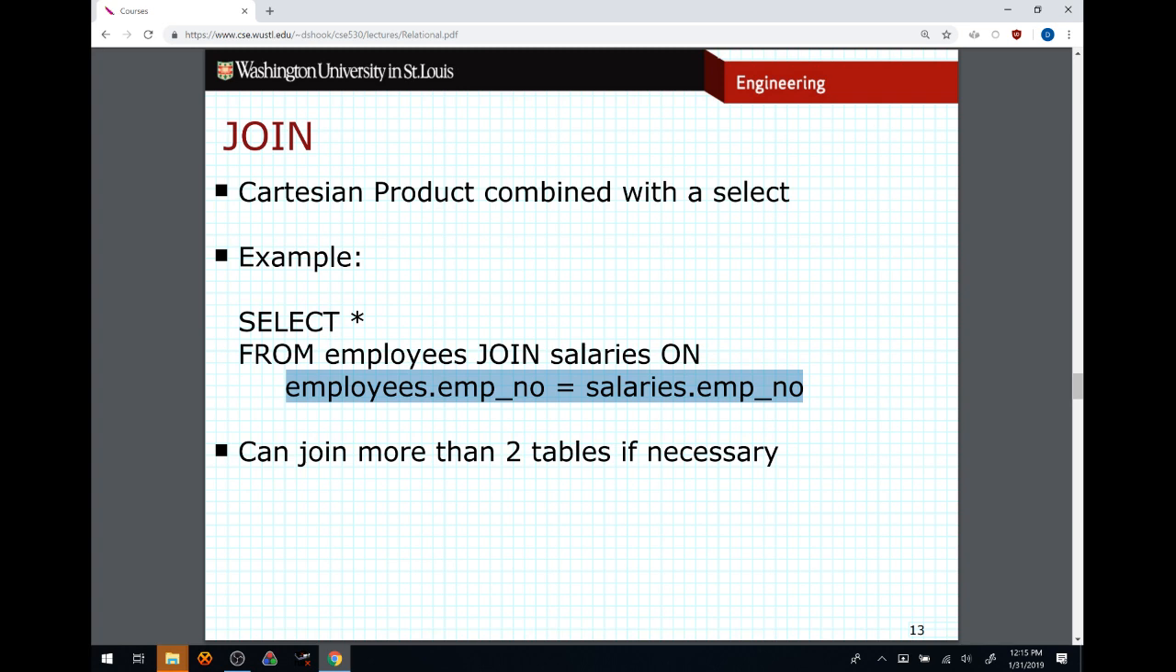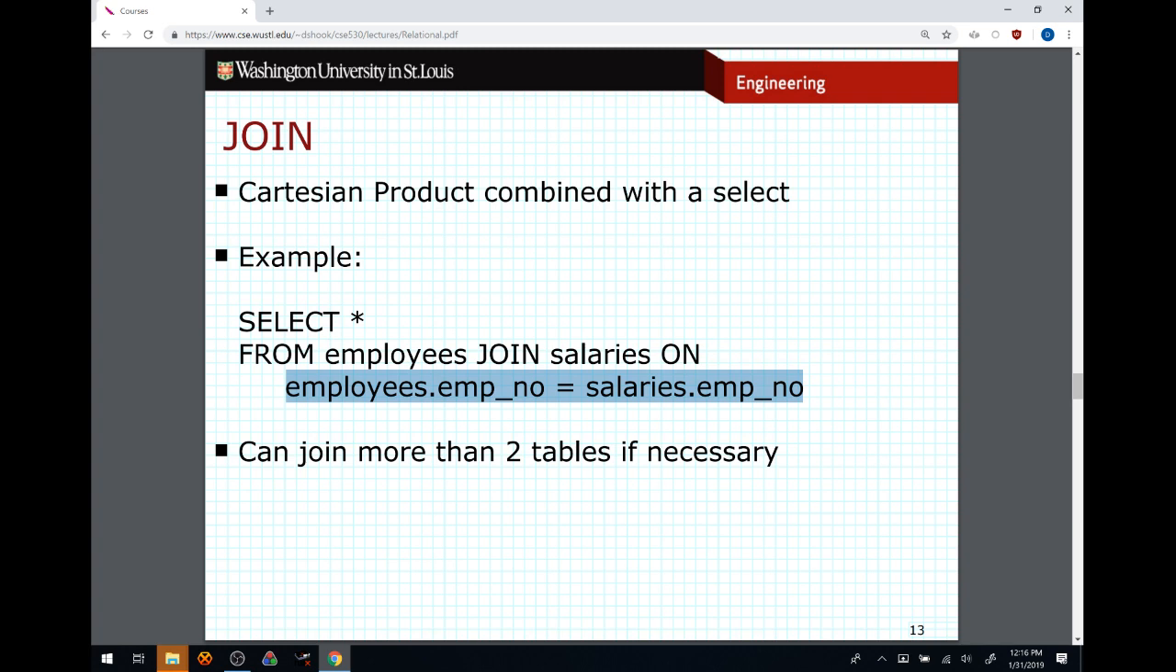So, we're not limited to just 2 tables. I can join multiple tables if I want to, and I would just chain joins together. So if I had another join that I wanted to perform, then I could say join another table on this column equals this column.